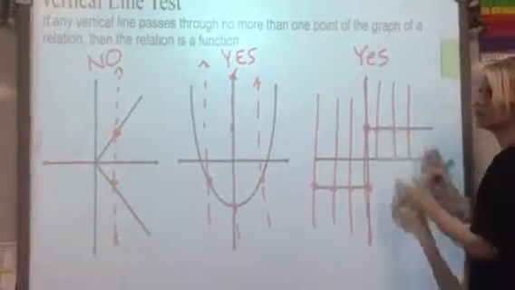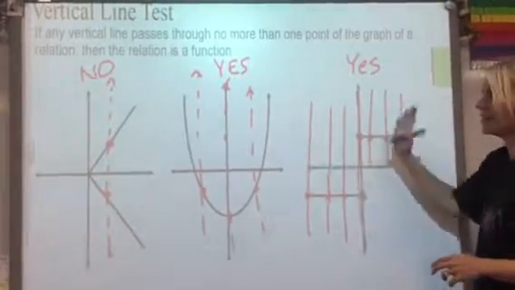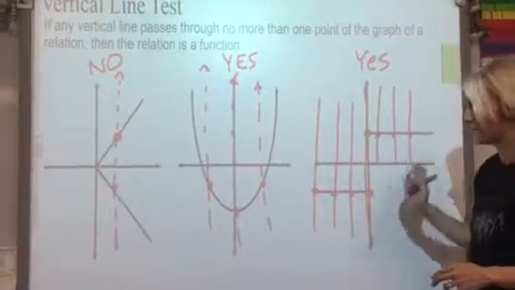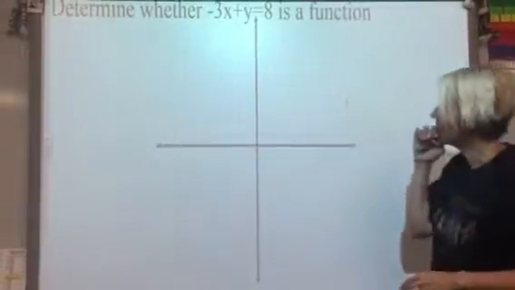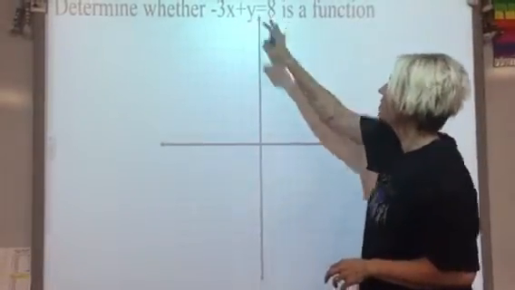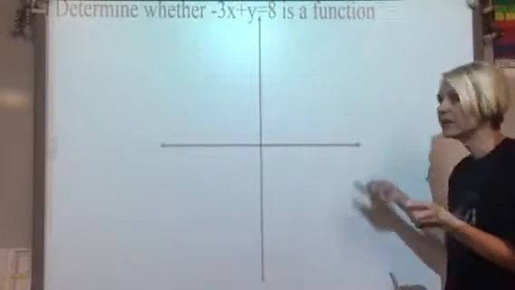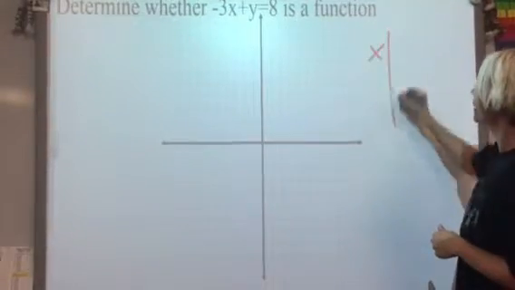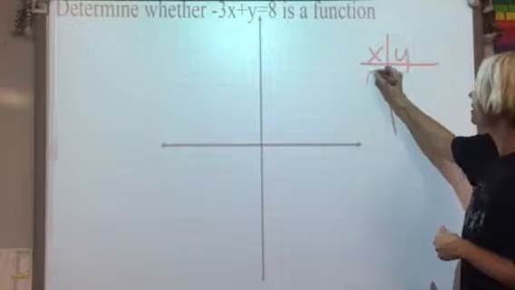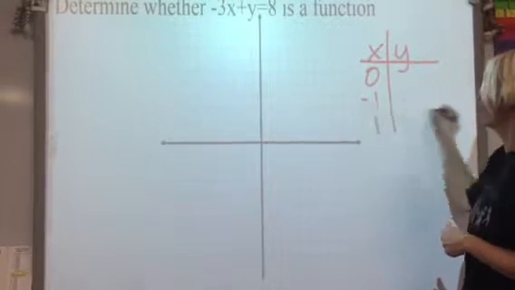So you will have some functions that you have to check and see if they are truly functions or not by passing the vertical line test. Now we have to determine whether this is a function. We don't really know how to graph these yet, so we're just going to make an xy table. And let's try 0, negative 1, and 1 for your x's.